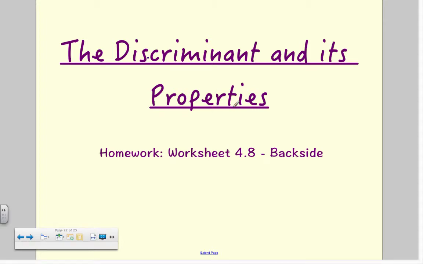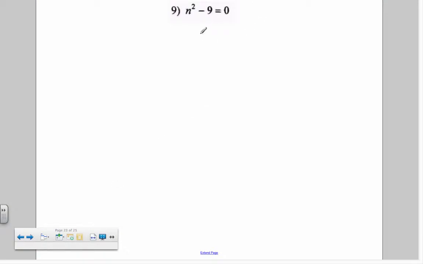So now we're talking about the discriminant and its properties, and the discriminant is really a part of the quadratic formula. So let's take a look at one of our problems. We'll start with problem number 9. This is from the back side of that worksheet, and it says, find the discriminant, tell how many solutions that has. So we're using this information, and we're going to have to evaluate the discriminant.